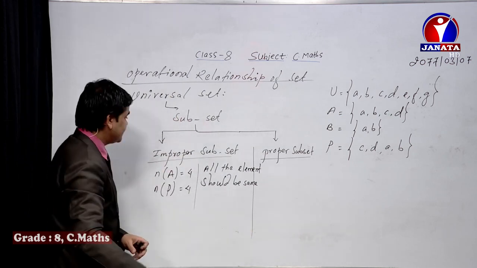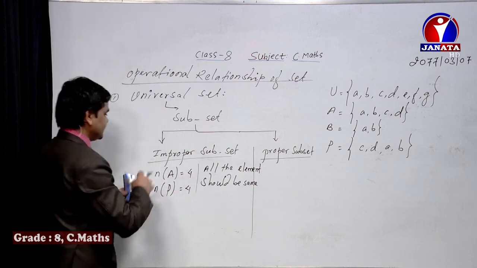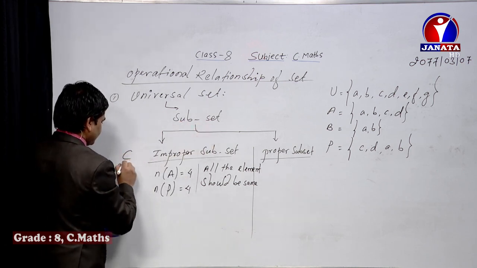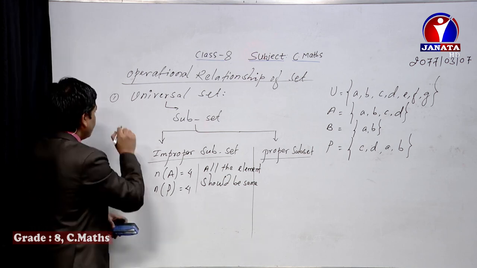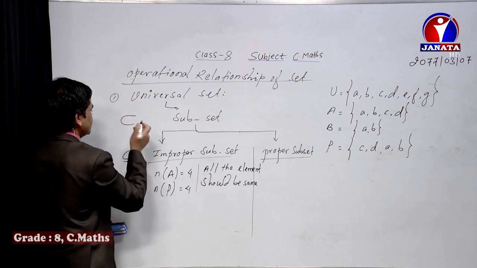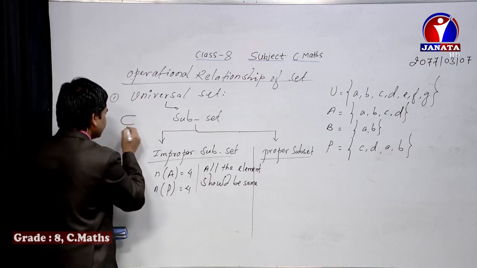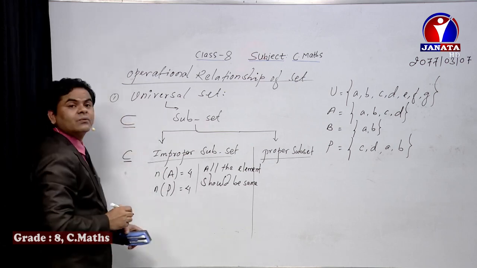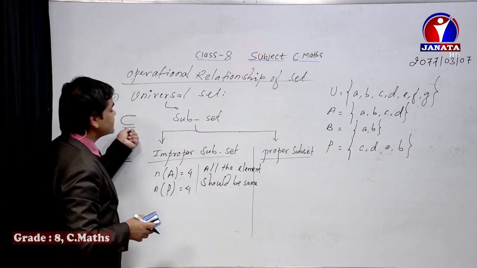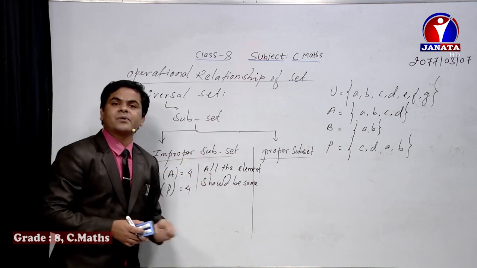And in order to denote an improper subset, dear students, we use this sign. Let's say we draw the reverse of A towards the right side, and then we keep an equal sign. If we do so, then it symbolizes the improper subset.